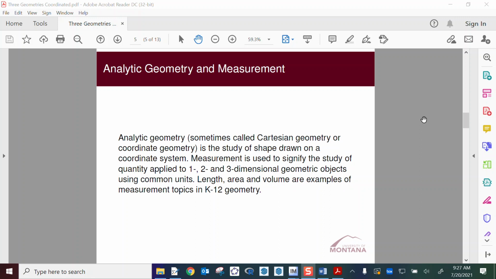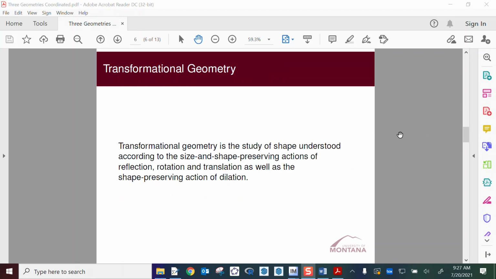Analytic geometry is sometimes called Cartesian geometry or coordinate geometry, and it's the study of shape drawn on a coordinate system. Measurement, which is closely aligned with analytic geometry, is used to signify the study of quantity when it's applied to 1, 2, and 3-dimensional geometric objects using common units. So length, area, and volume are examples of measurement topics in K-12 geometry. Transformational geometry is the study of shape understood according to the size and shape preserving actions of reflection, rotation, and translation. So mirrors, turns, and slides, as well as the shape preserving action of dilation, which is enlargement or reduction. So sort of movement geometry.